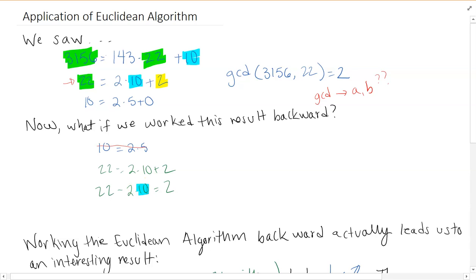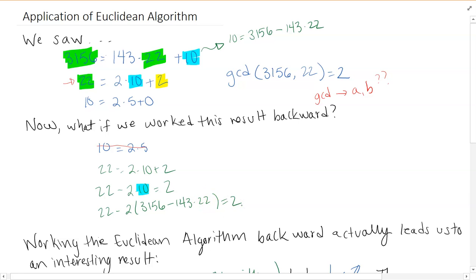Remember 10 was one of my remainders, and I want to change 10 so that I involve this 3156. One way I could do that is to make a substitution where this first equation is isolated for 10. So 10 is equal to 3156 minus 143 times 22. If I make that substitution in here, I get this statement: 22 minus 2 times (3156 minus 143 times 22) is equal to 2.